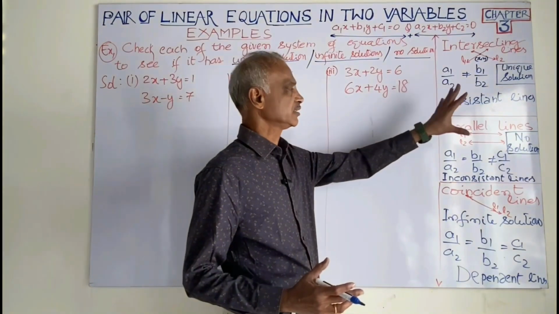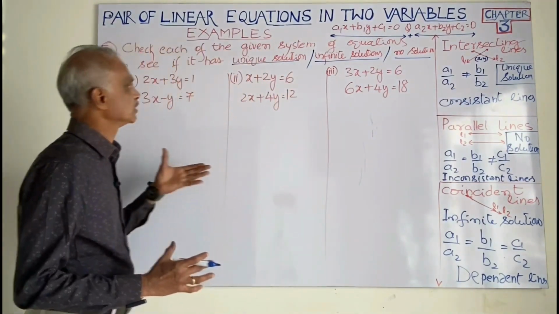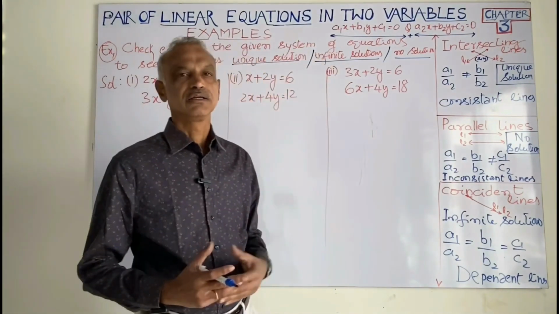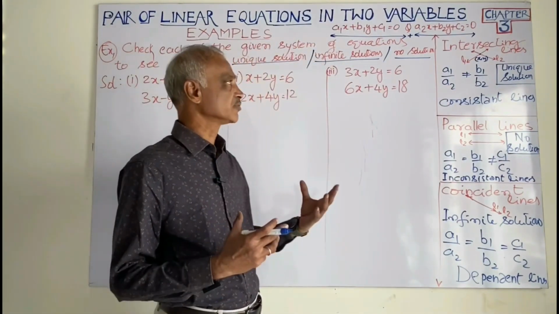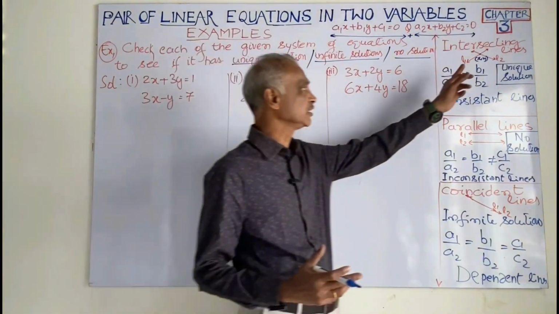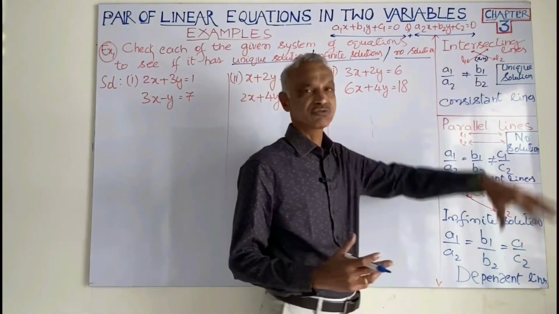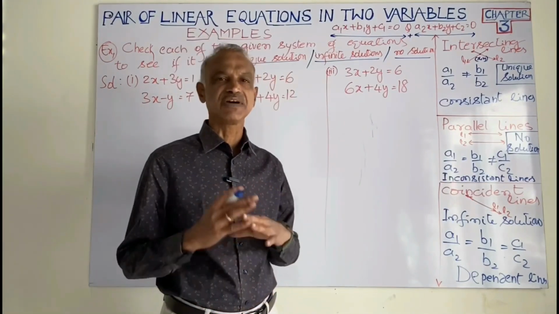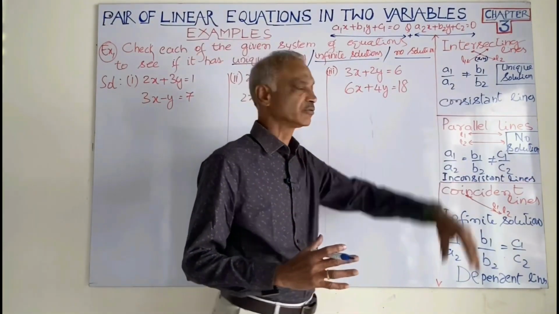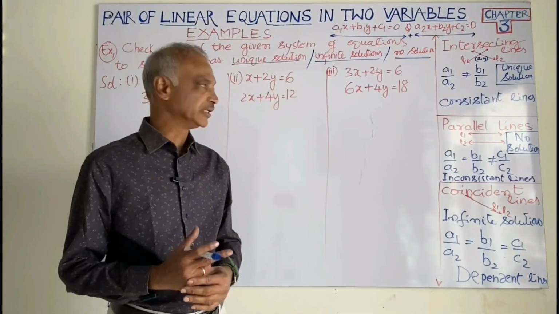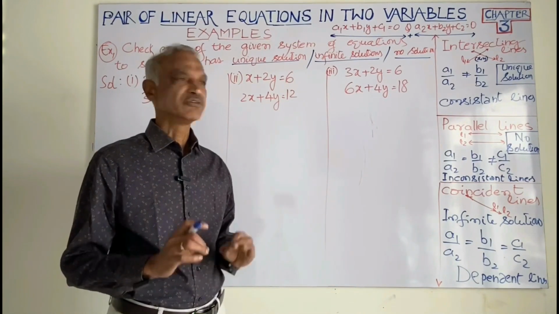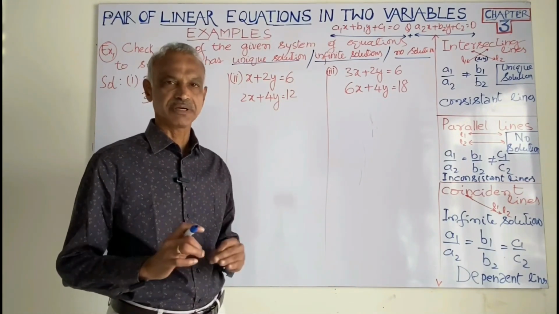Before going to do the problems, you should remember this condition, the ratio of the coefficients. What is the ratio of coefficients if they are intersecting lines? They are intersecting at only one point (x, y). A unique solution, only one solution. What is the condition? a1/a2 is not equal to b1/b2. Don't bother about c1/c2, but first you have to find a1/a2 and b1/b2.